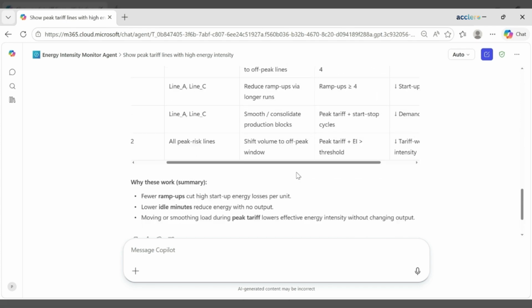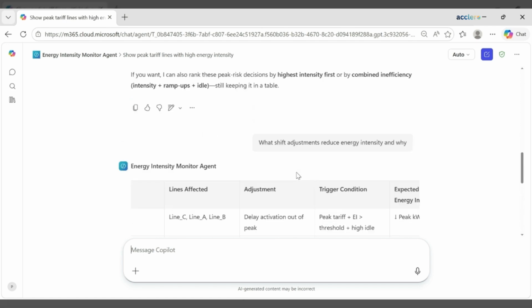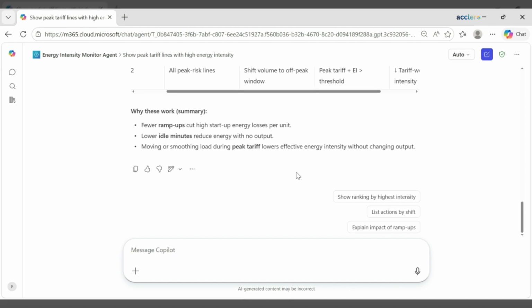So by providing the real time guidance during the execution, this agent enables the supervisor to minimize the energy waste while consistently meeting the production targets.